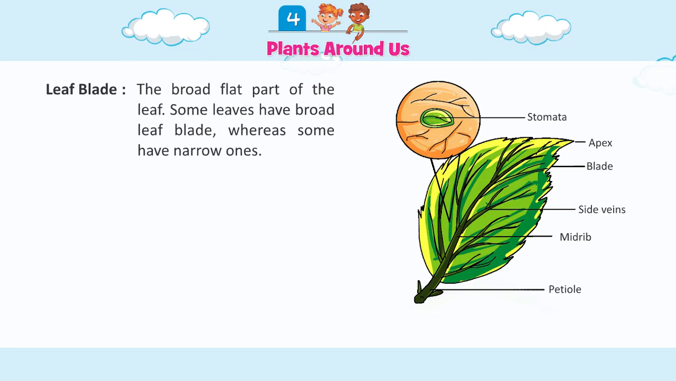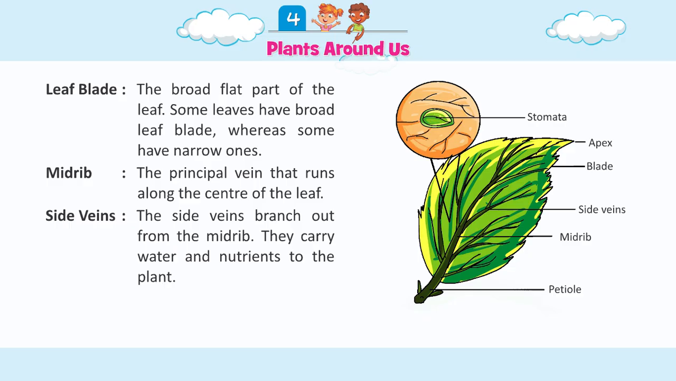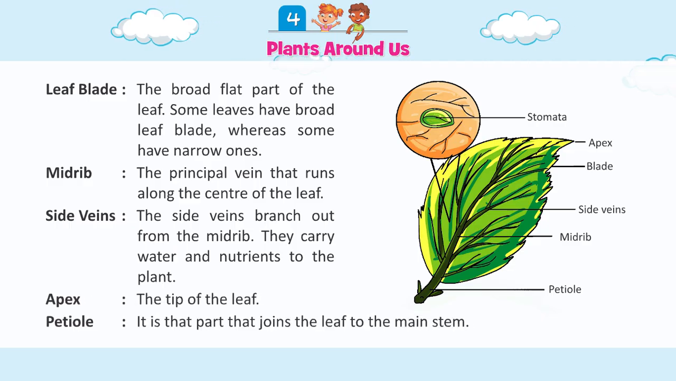Leaf blade. The broad flat part of the leaf. Some leaves have broad leaf blade, whereas some have narrow ones. Midrib. The principal vein that runs along the center of the leaf. Side veins. The side veins branch out from the midrib. They carry water and nutrients to the plant. Apex, the tip of the leaf. Petiole, it is that part that joins the leaf to the main stem.